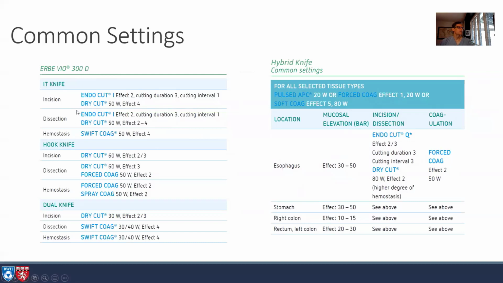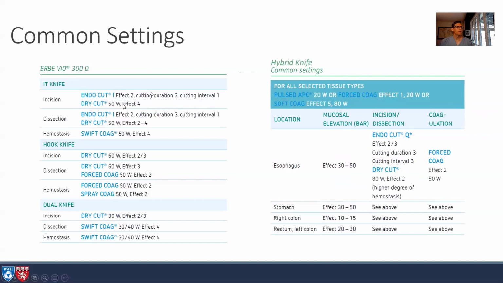And you can see some examples here for incision, Endocut I, effect 2, cutting duration 3, cutting interval 1. And you're going to adjust these on a patient-to-patient basis. And in subsequent lectures or during live cases, you can inquire about why people are choosing the settings that they're using and try to develop an understanding of this.